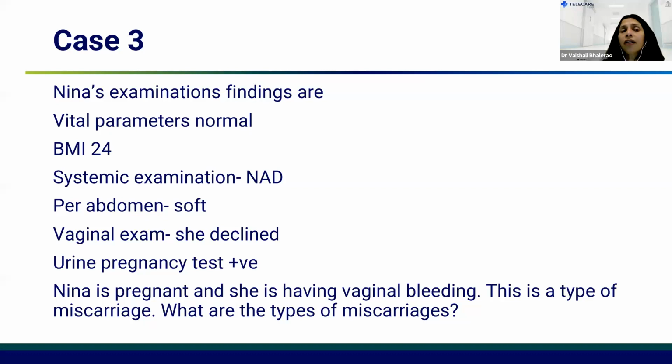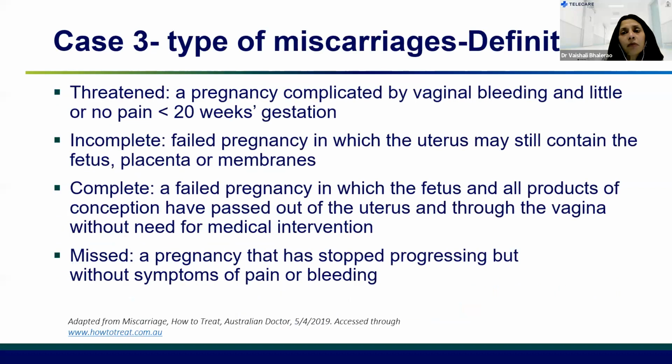So threatened: a pregnancy complicated by vaginal bleeding and little or no pain, less than 20 weeks of pregnancy. Incomplete: failed pregnancy in which the uterus may still contain fetus, placenta, or membranes. Complete: a failed pregnancy in which the fetus and all products of conception have passed out of the uterus through the vagina without need of medical intervention. Missed: a pregnancy that has stopped progressing but without symptoms of pain or bleeding.